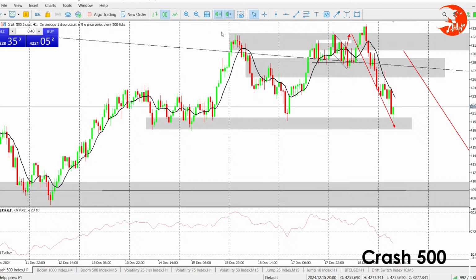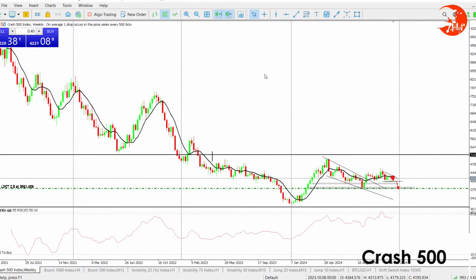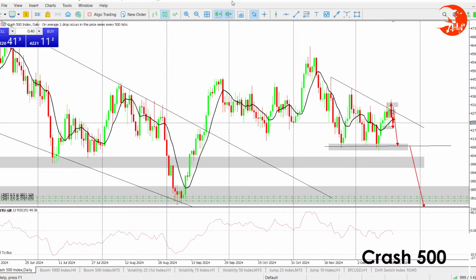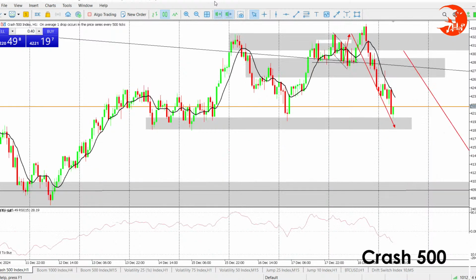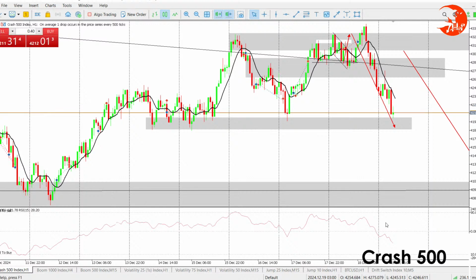So weekly, we're looking for that kind of sell there, and then come later on. Daily, that's what we're looking at. So either way, we are looking for sells. H1, yesterday we were still above there, and yesterday what did we look at? Were we entering a sell or a buy? We are entering a sell.